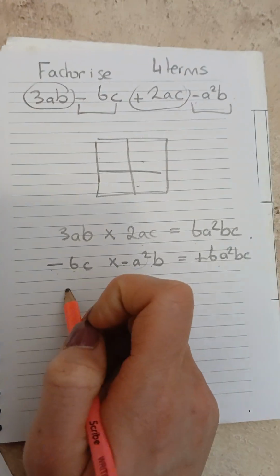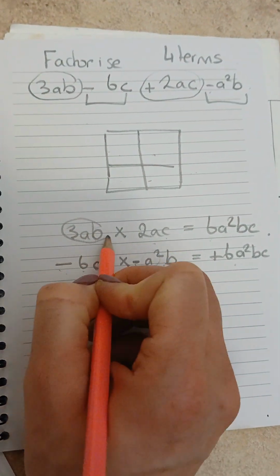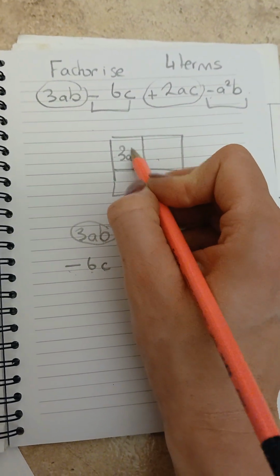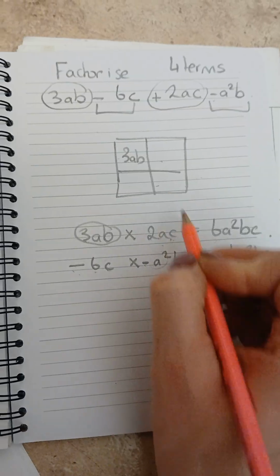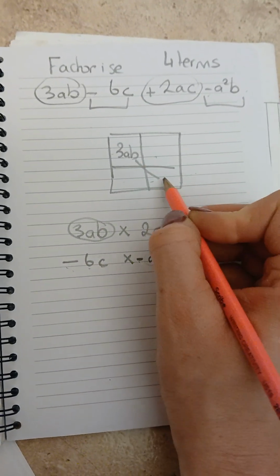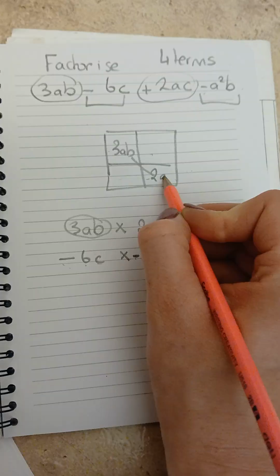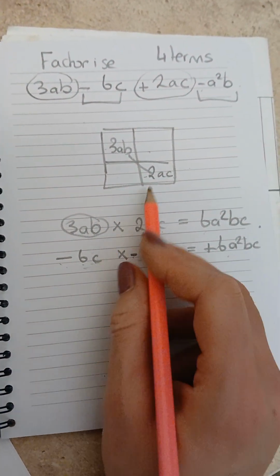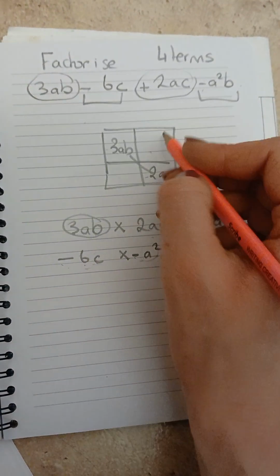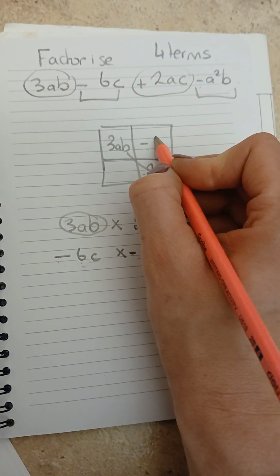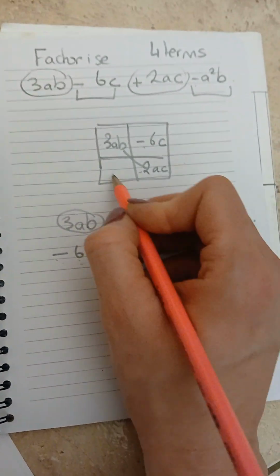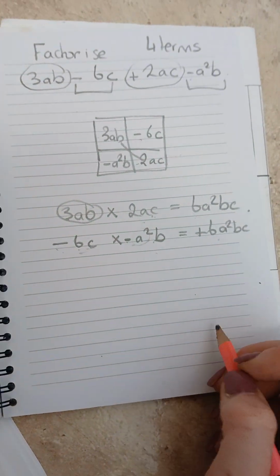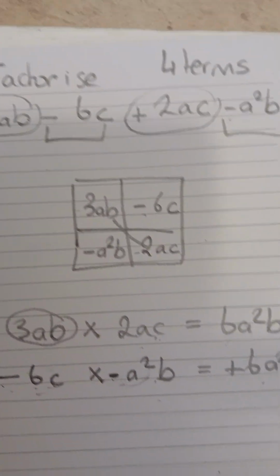So how I work it out then is I take the 3ab. It doesn't matter which one I start with. I'm just going to take the first one here, 3ab. And its matching number must go on the diagonal. So this must be 2ac. Okay, and then it doesn't matter which one I picked first to go into the top box, but I'm just going to pick the first term. So minus 6c, and the next one is minus a squared b.